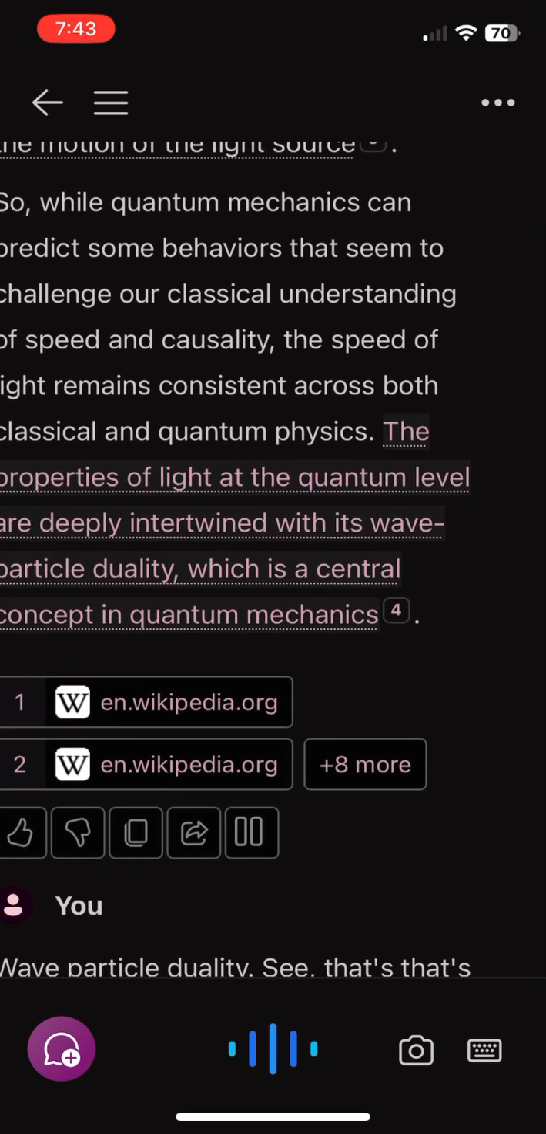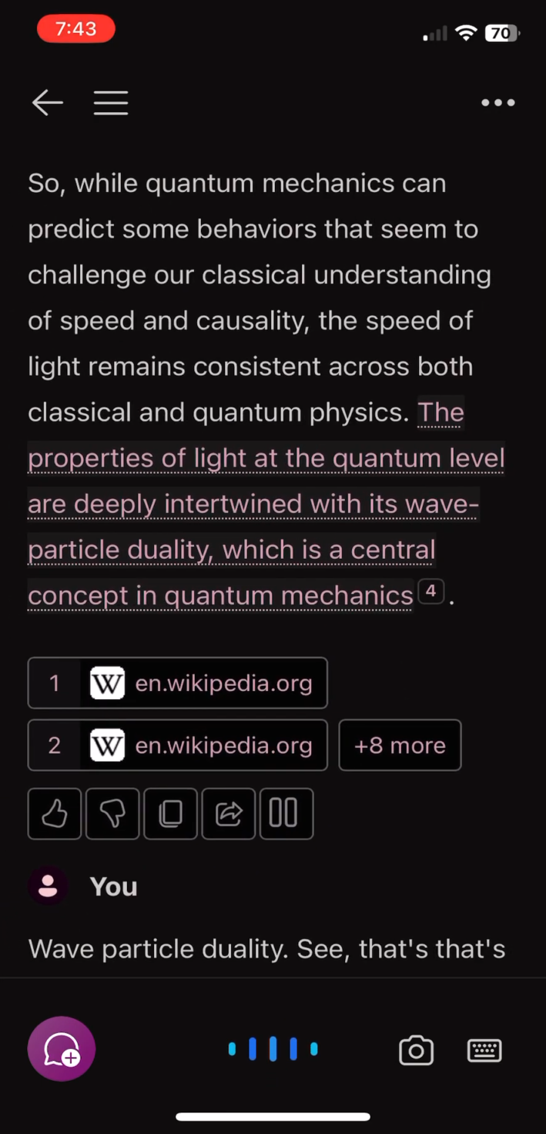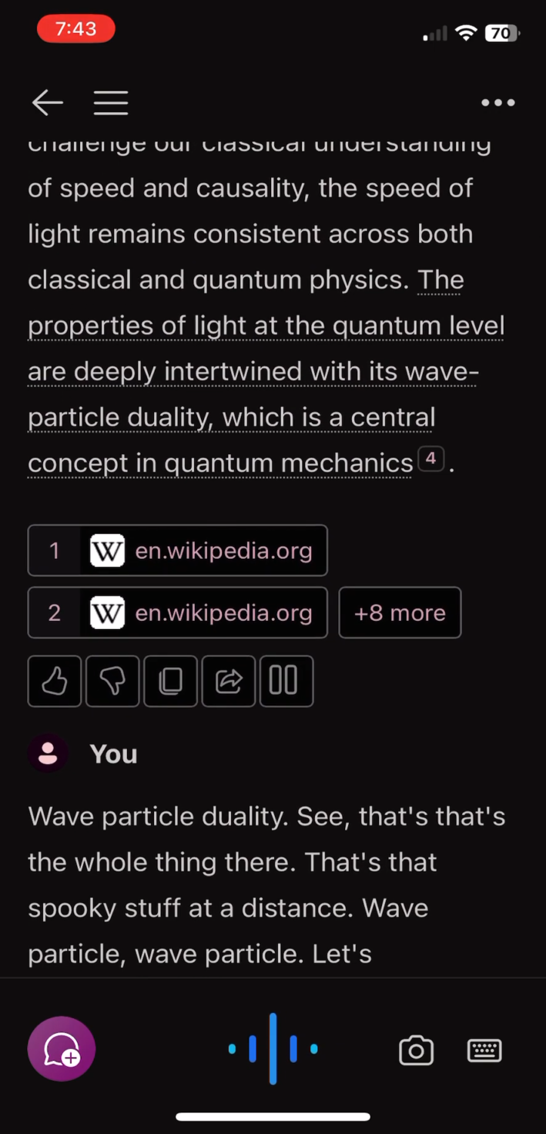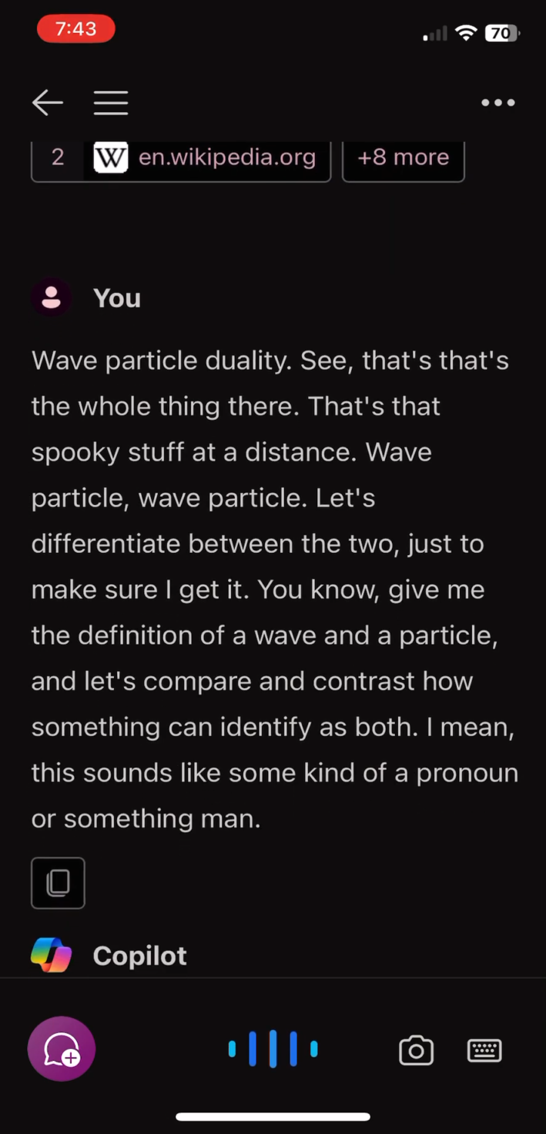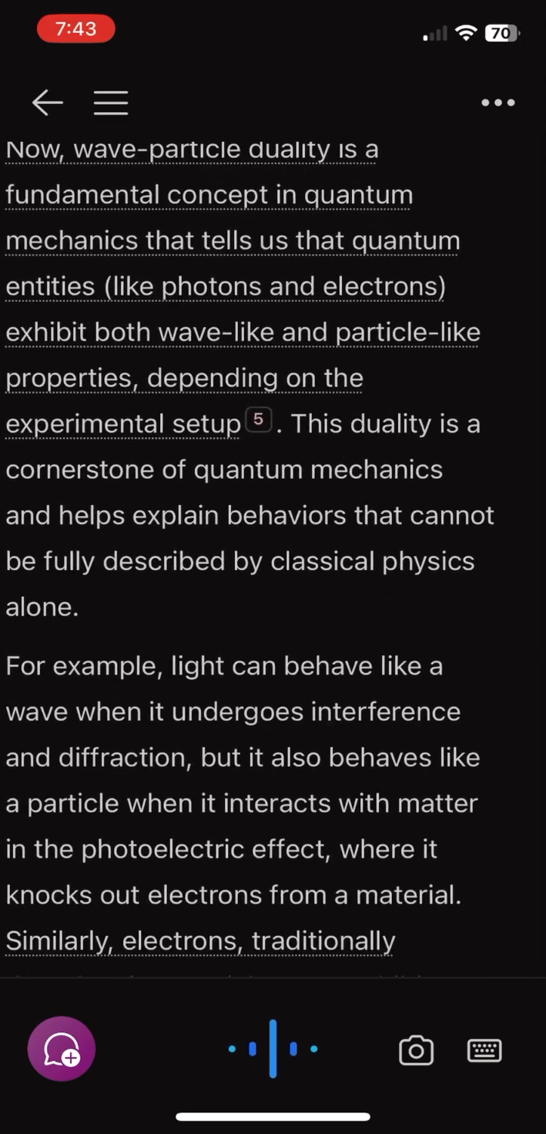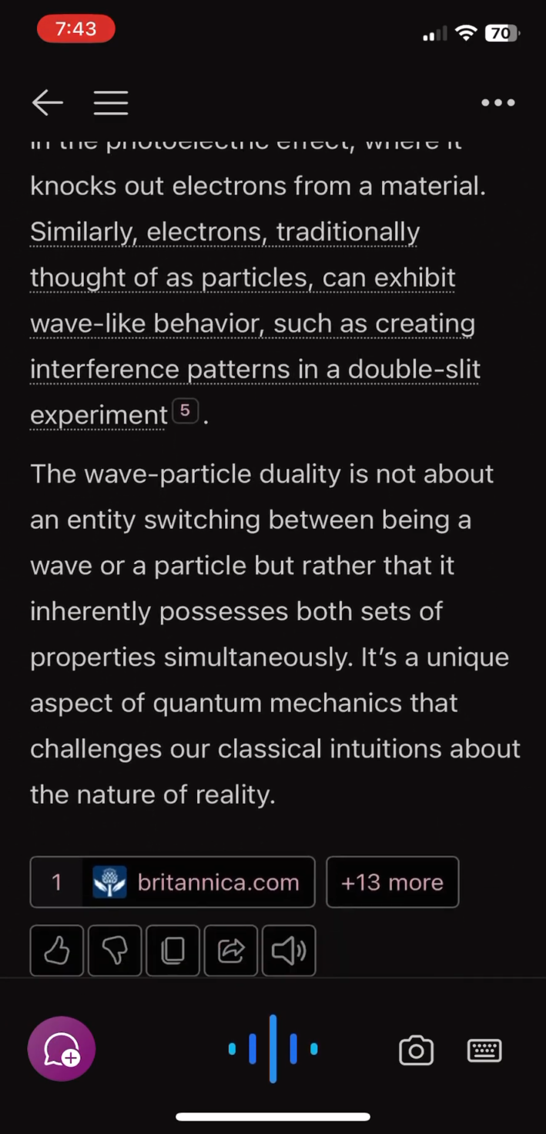So, while quantum mechanics can predict some behaviors that seem to challenge our classical understanding of speed and causality, the speed of light remains consistent across both classical and quantum physics. The properties of light at the quantum level are deeply intertwined with its wave-particle duality, which is a central concept in quantum mechanics.